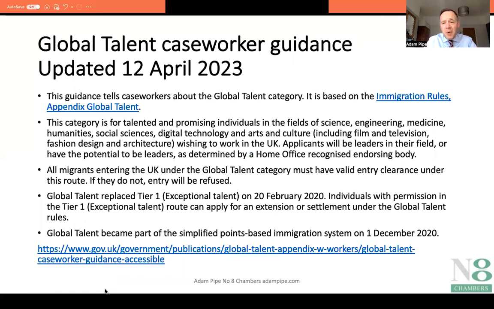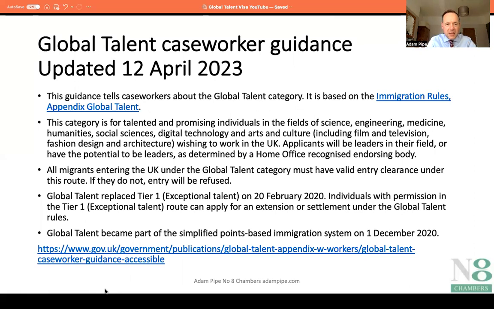I just want you to think about, I love alliteration, my 3 Fs, the advantages of the Global Talent Visa. It's flexible in terms of how long you can stay and what you can do. Think of the second F as family. You can bring dependents. And the third F is it's frugal. It's a cheap visa.